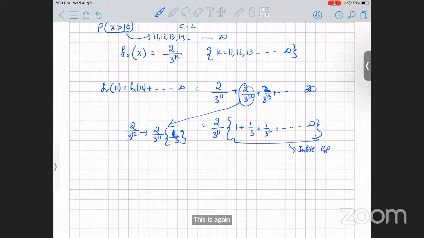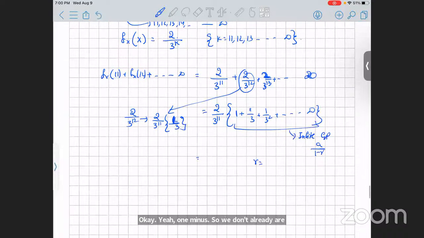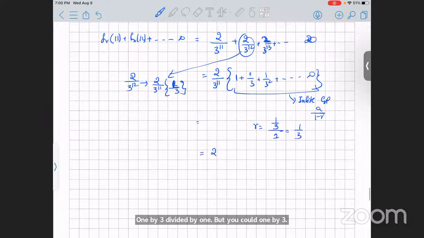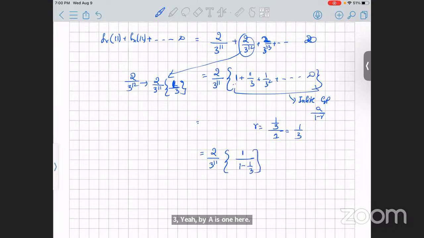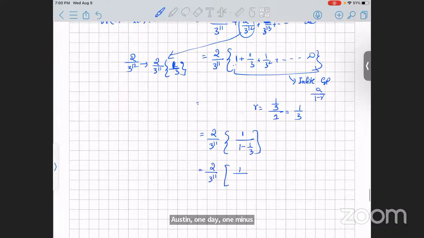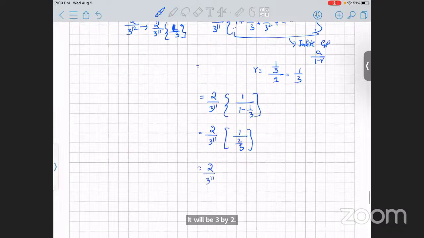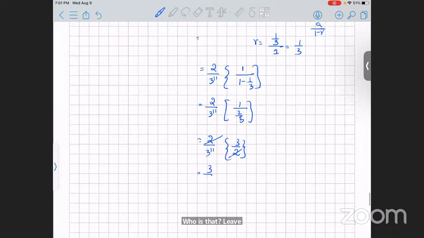GP: a by 1 minus r. We don't know the r value. r equals second term divided by first term, 1 by 3 divided by 1, which equals 1 by 3. So 2 by 3 power 11 into a by 1 minus r, where a means the first term 1, so 1 by 1 minus 1 by 3. It will be 1 by 2 by 3. So 2 by 3 power 11 into 3 by 2. 2 will get cancelled, giving 3 by 3 power 11.